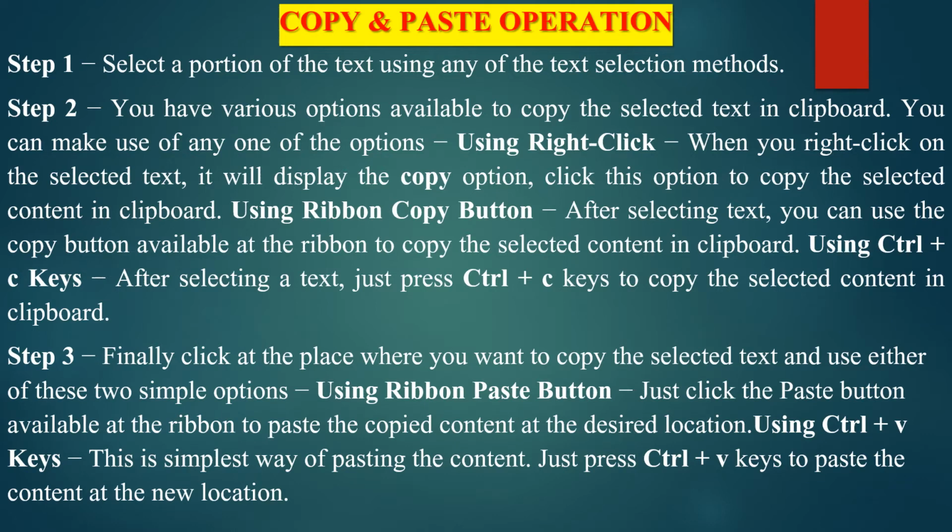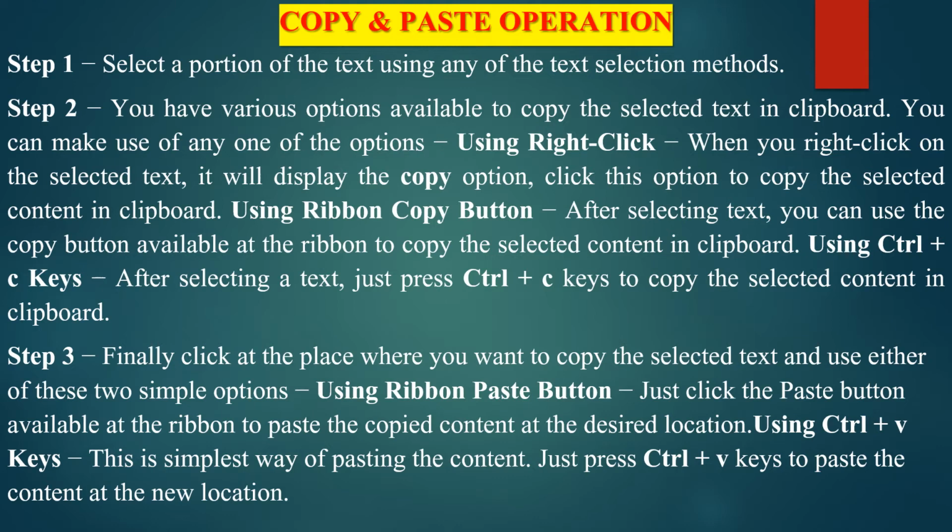Copy and paste operation. Step number 1. Select a portion of the text using any of the text selection methods. Step number 2. You have various options available to copy the selected text in the clipboard. You can make use of any one of the options. Using right click. When you right click on the selected text, it will display the copy option. Click this option to copy the selected content in the clipboard.